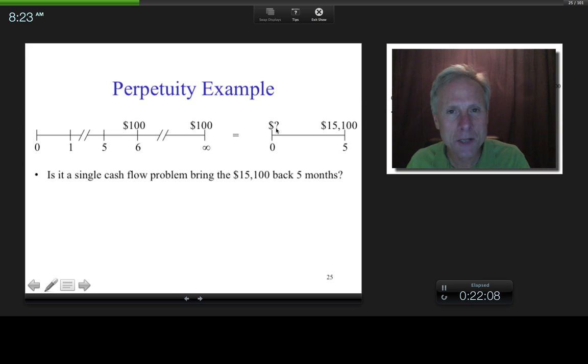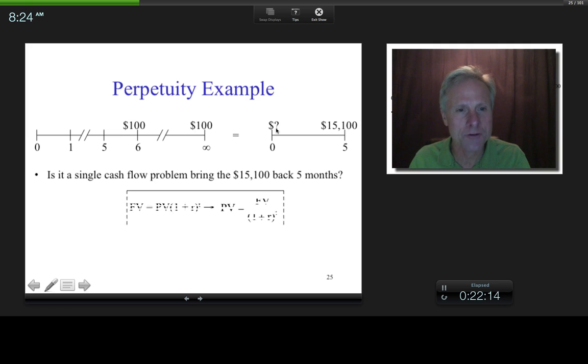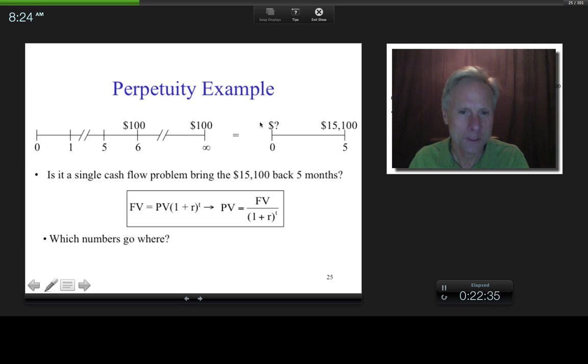Well, is that a single cash flow problem? It is, right? So using the only single cash flow formula that exists, I'm just going to rearrange it for present value. And so which numbers would go where? Well, what about the FV right here? Well, that'd be the 15,100, right? That's the later value. What about the PV? Well, that's what we're solving for, right?